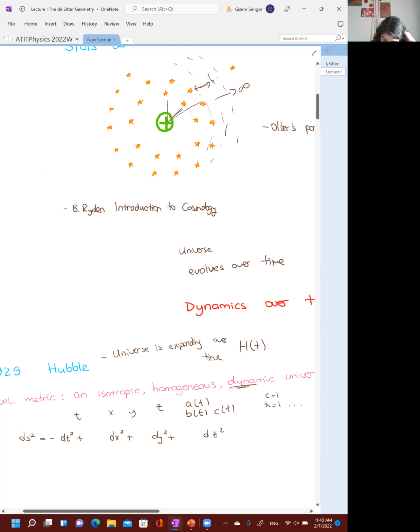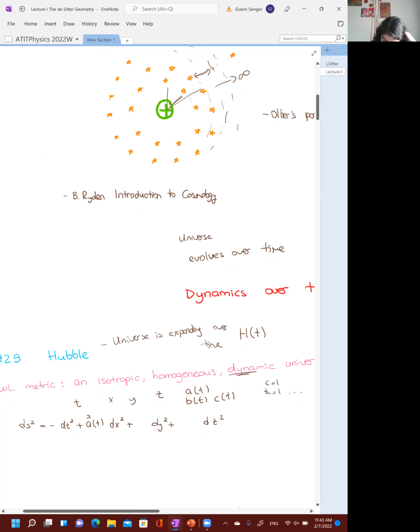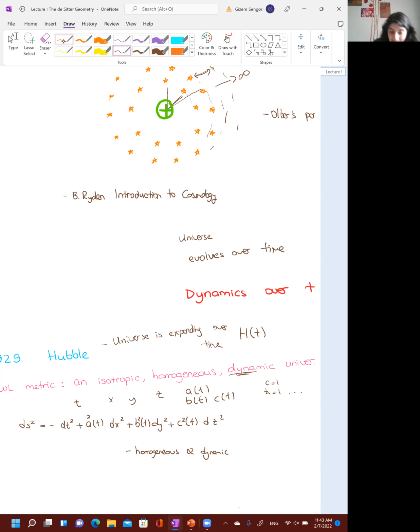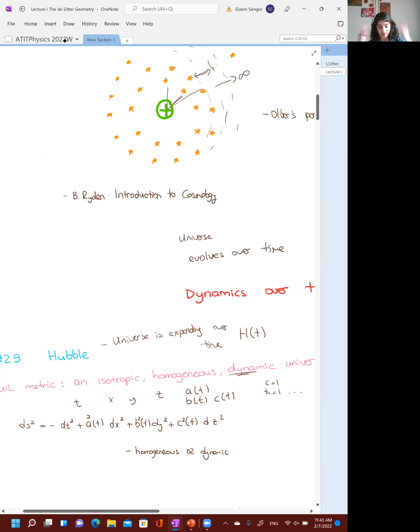Isotropy means we can multiply all these directions by some time-dependent function. So far this is homogeneous and dynamic, because there is some time dependence, but no spatial dependence. Isotropy means that in every direction, whatever this expansion is, whatever this dynamicness over time is, it works the same way over spatial sections. So in fact, these are all the same amount.